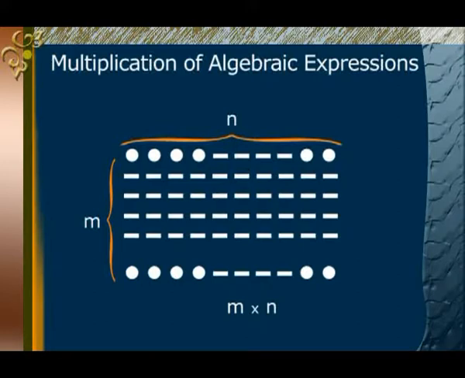Say, the total number of rows of the expression is m and the total number of columns of the expression is n. Then, the total number of dots present in this pattern is a multiple of m into n.